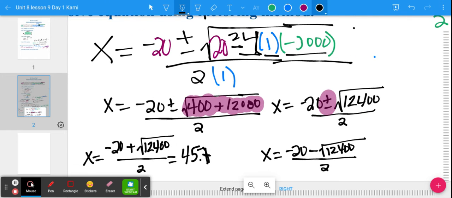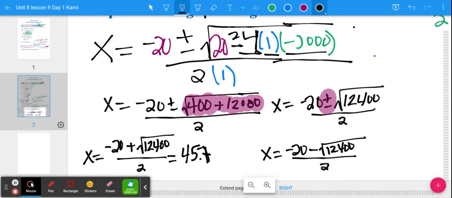Now let's take a look at the second one, where we have subtraction. So same thing, we go to our calculator, and let's type it in. We have negative 20 minus the square root of 12,400. Hit enter, and then divide by 2. We get 65, how do we round this? Well, we want to round to the nearest tenth, so we look at the 6. We go to 1 to the right of the 6. It's a 7. Because that digit is a 5 or higher, it's going to bump that 0.6 up to a 0.7. So we end up with negative 65.7.